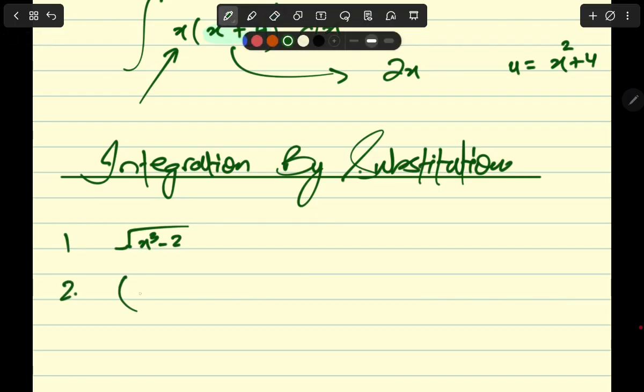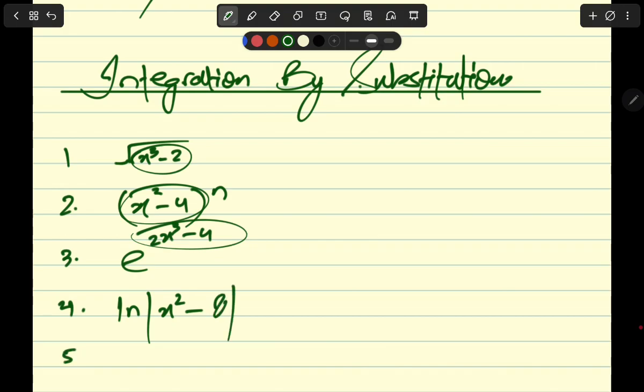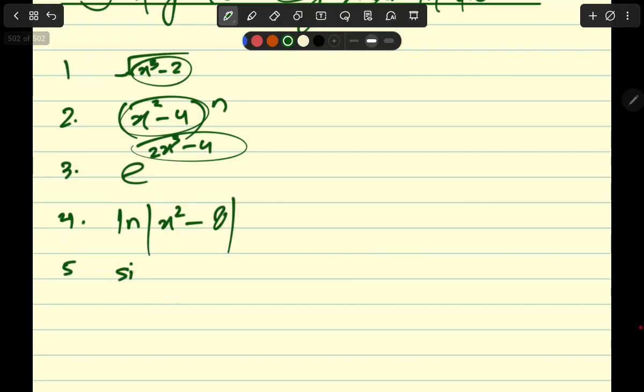It could be x squared minus 4 inside the power, or I don't know, 2x cubed minus 4, something of that sort. So you are going to substitute this. I'm just suggesting. Or maybe if there is something inside the logarithm, right? It could be something like this, or inside a trigonometric function, who knows? 5x cubed minus 2, right?